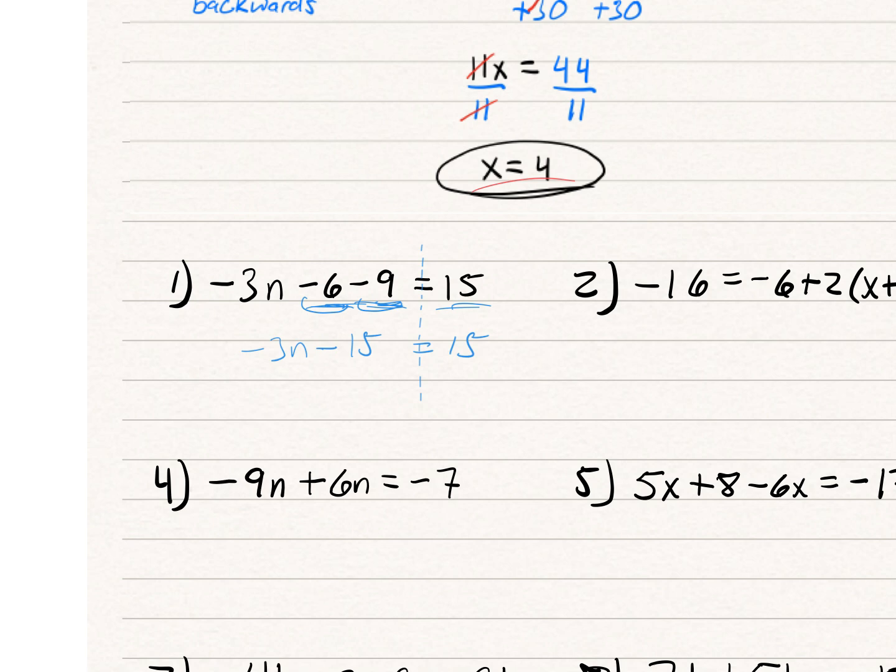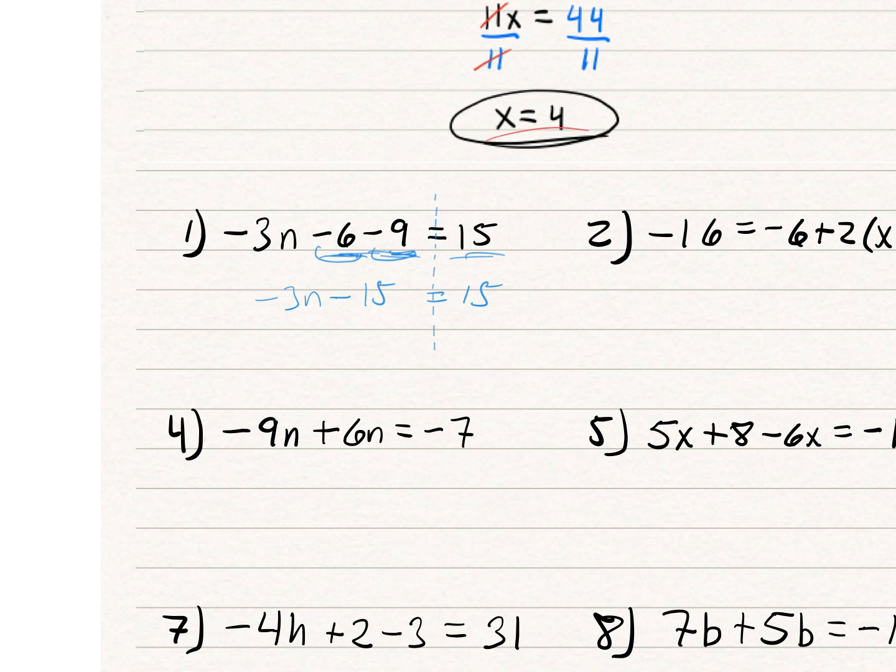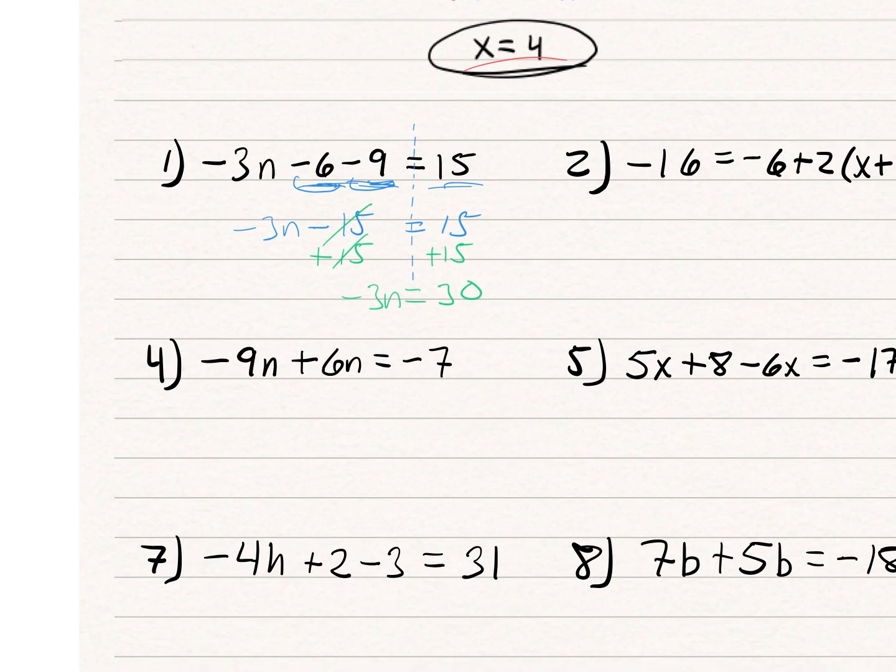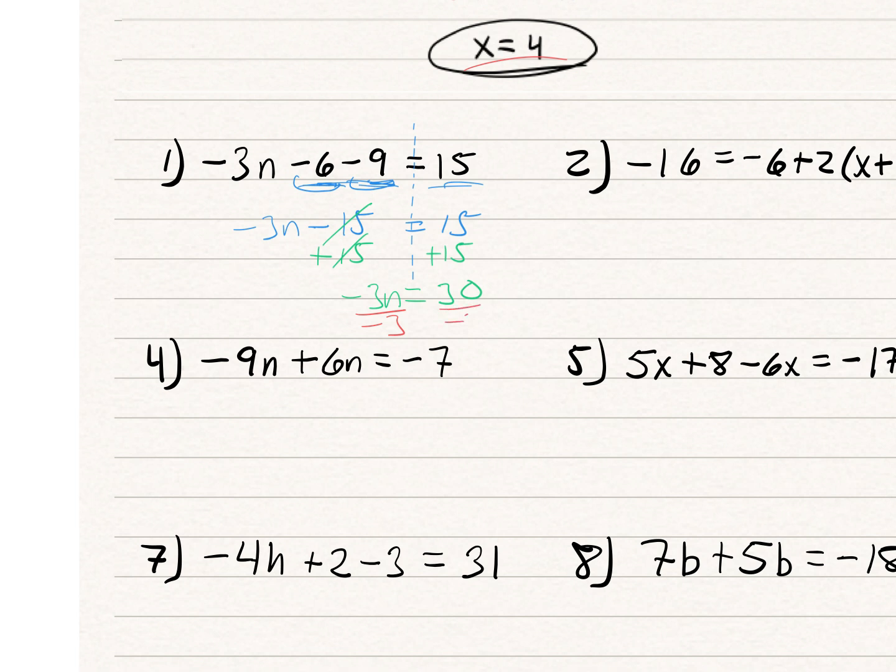And now on the left side of the equal sign, there's no more like terms to combine, right? So we want to do PEMDAS backwards, right? Get rid of any addition subtraction first, so let's get rid of that subtraction. All right, -15 plus 15 goes away. We get -3n equals 15 plus 15 is 30. And the last thing we want to do is get rid of any multiplication and division, right? So let's get rid of that multiplication by dividing by 3. So we get n equals -10.